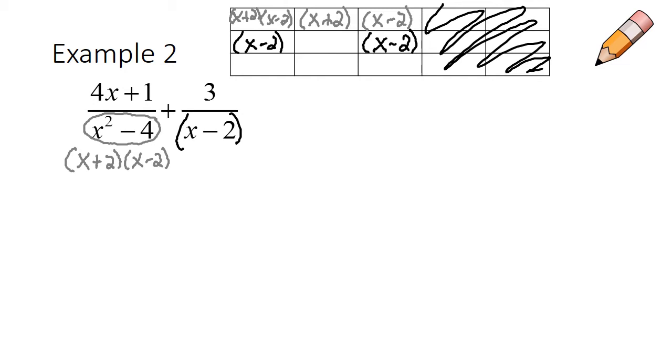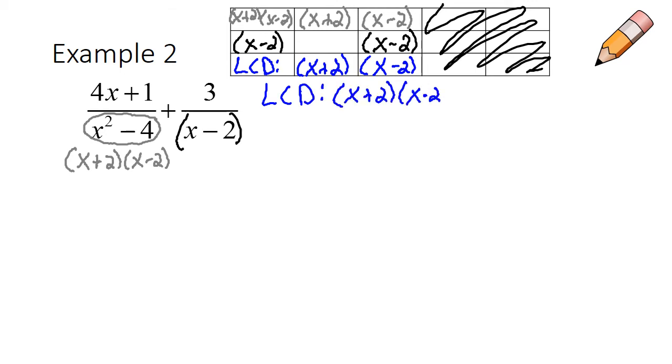Now I'm going to bring everything down to find that least common denominator. So I bring down my x plus 2, I bring down my x minus 2. Simplify this. My least common denominator, you guys, is going to be x plus 2 and x minus 2. So that's what my denominator is going to be in the end. Now I have to see what I'm missing. If I look at my first row right here, you guys, I'm not missing anything, so I don't have to multiply this by anything. So I'm going to keep 4x plus 1 over my LCD.